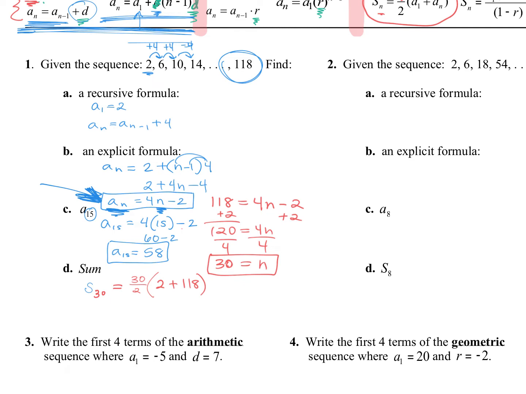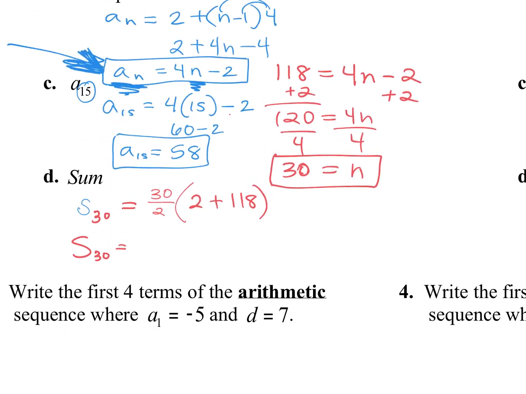Good morning. So what is the sum of those 30 terms? 1,800. 1,800. Yep.